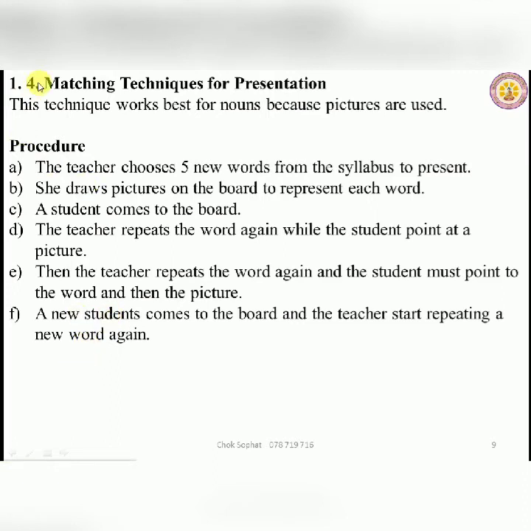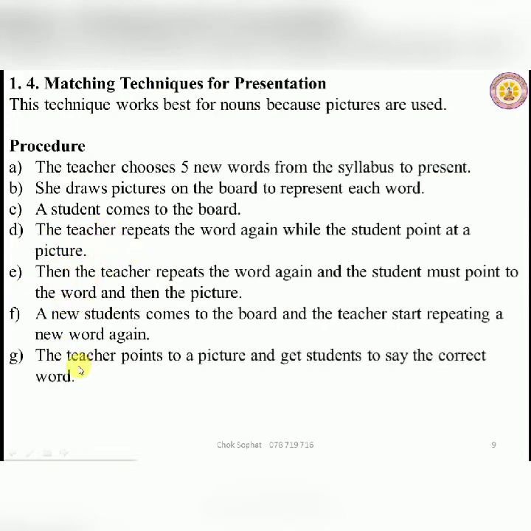Okay, so this technique is also popular for young learners, and it is easy and enjoyable to teach them using this technique. The teacher points to the picture and then gets the student to say the correct word. So you can change the technique: you can point to the pictures and then ask your student to read the word that matches the pictures.